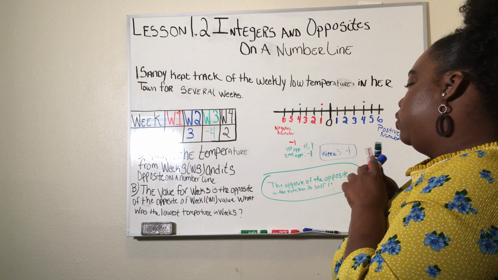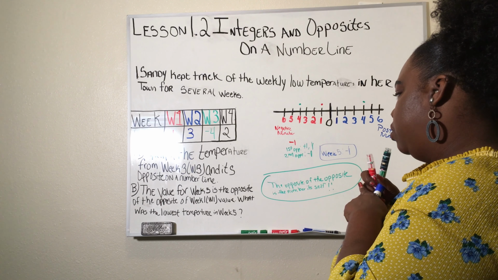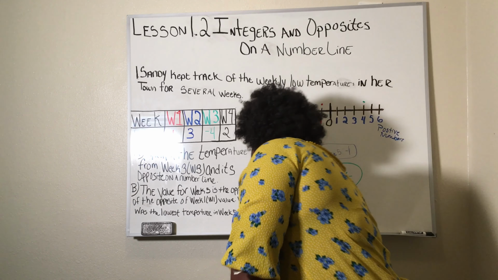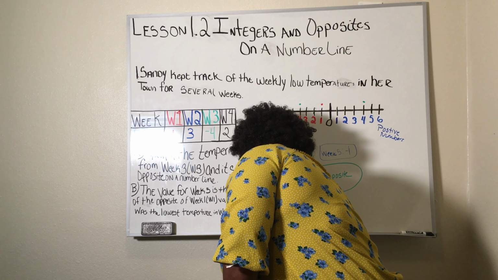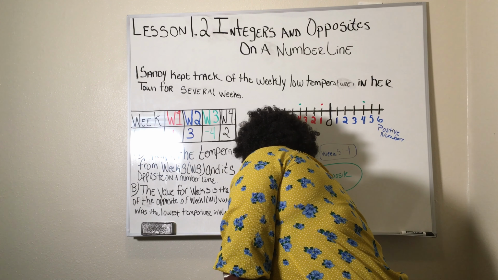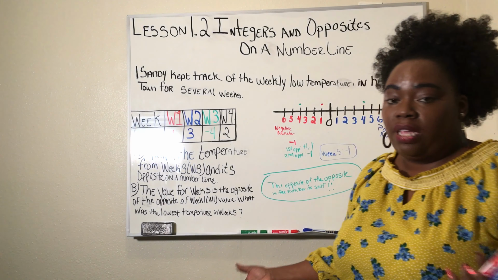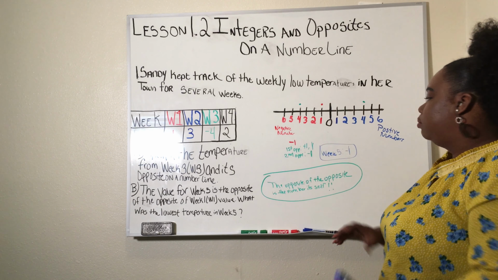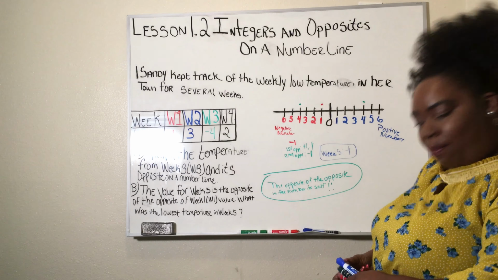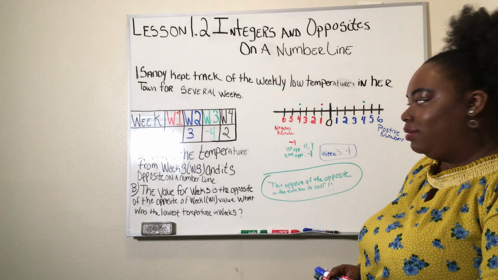What was the lowest temperature in week 5? The lowest temperature in week 5 was -1, which is the opposite of week 1. Okay?